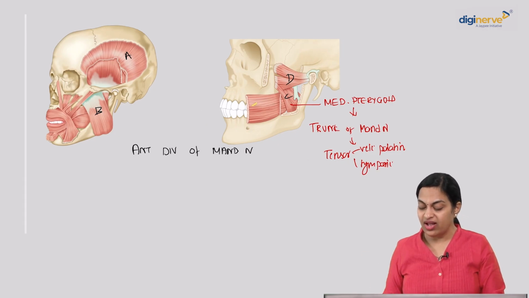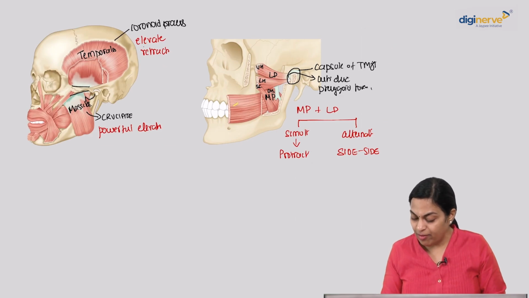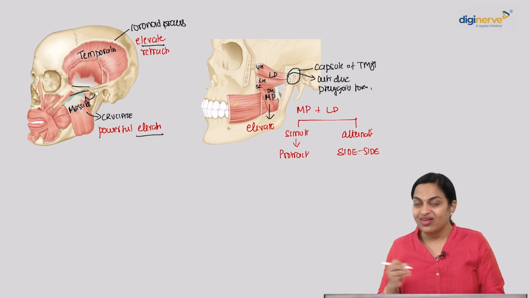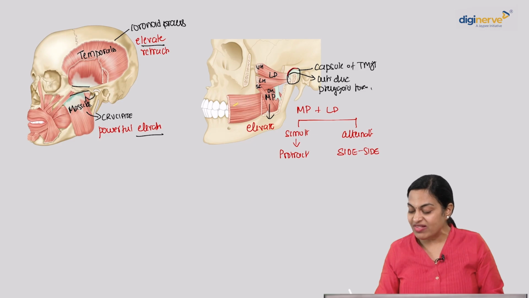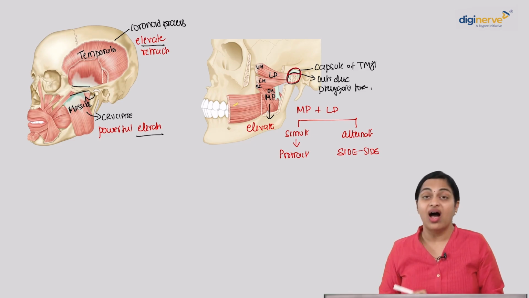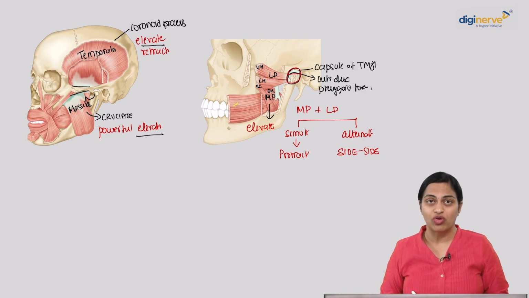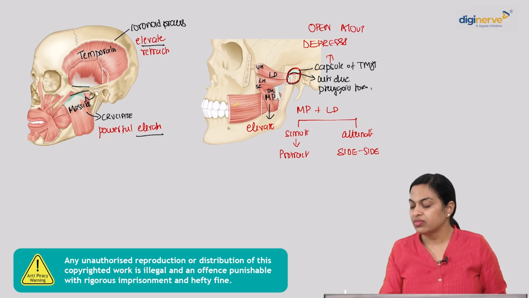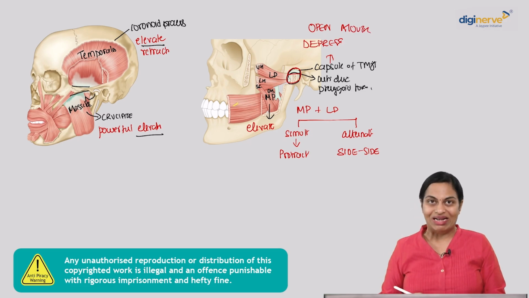And we have seen that, yes, the temporalis will elevate, the masseter will elevate, the medial pterygoid also will elevate. Okay. The lateral pterygoid, which is inserting into the capsule and the articular disc of the temporomandibular joint directly, can depress the mandible and help you to open the mouth. Okay, open the mouth. Lateral pterygoid.